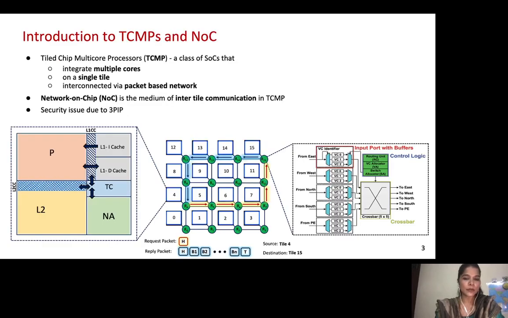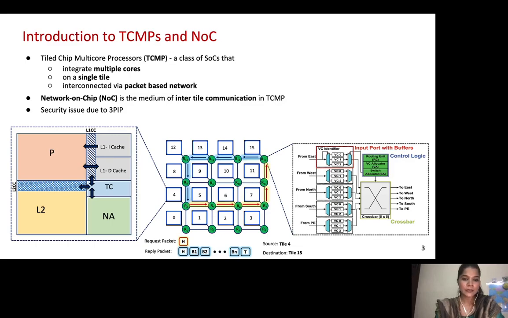Tiled chip multi-core processor is a class of system on chips that integrate multiple cores on a single tile. These tiles are interconnected via a packet-based network known as network on chip, or NOC. Due to the tighter time to market constraints and the need for reduced design cost, manufacturers have started exploring the possibilities of integrating several third-party IPs to design TCMP, which brings security vulnerability into the design.